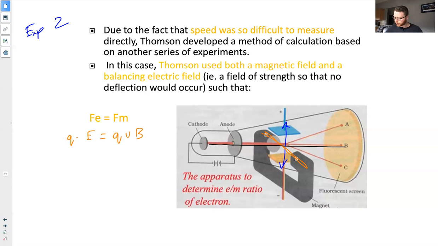We have Q on both sides, so we can get rid of that. We want to write this formula in terms of velocity, so we will divide by B on both sides. Now we are left with V is equal to E divided by B. So he found this apparatus allowed him to find the ratio between the electric field strength and the magnetic field strength that would allow that cathode ray to pass through the magnetic field and the electric field undeflected.